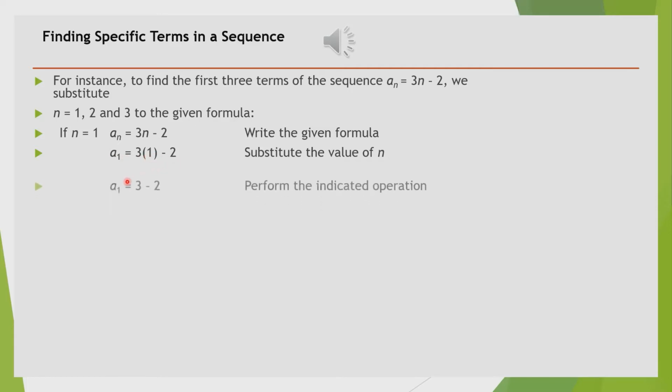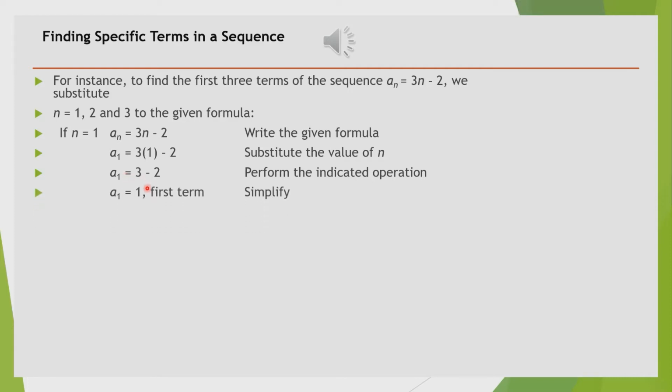And then, perform the indicated operations. So, our a sub 1 becomes 3 minus 2. And that is, a sub 1 is equal to 1. So, our first term is 1.